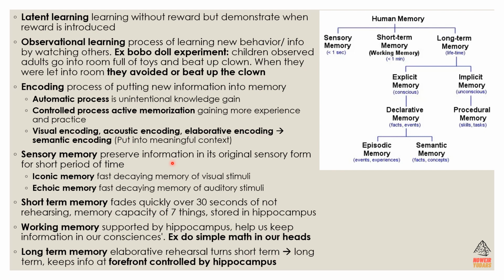Iconic memory is the decay of visual stimuli, and then you got echoic memory, a fast decaying memory of auditory stimuli. Iconic memory, you see something and then you forget about it a second later. Echoic, you hear something and then you forget about it a second later. And then you have short-term memory, which fades quickly over 30 seconds of not rehearsing it, and it has a memory capacity of about 7 things plus or minus 2 things, and is stored in the hippocampus.